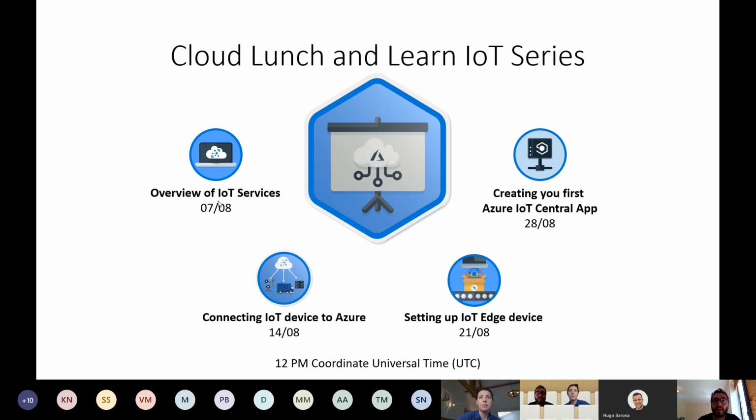So about the next session: today was the overview of the IoT solution, and the next session will become more interesting because you're going to connect an IoT device to Azure. I will show how to connect a real scenario of an IoT device to Azure with the IoT Hub Device Provisioning Service. The following session will be set up in the IoT Edge device. It's really nice: how to deploy the entire solution to your IoT device to be able to process on the edge instead of processing on the cloud. And the last session will be about creating your first Azure IoT Central app. The dates are here.